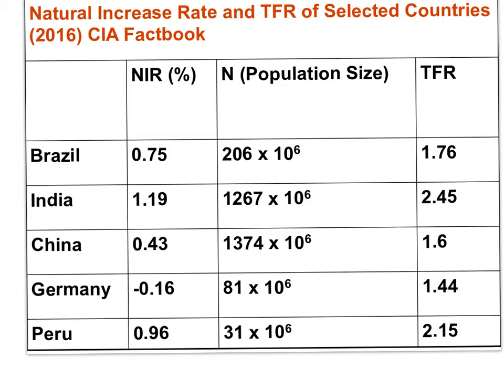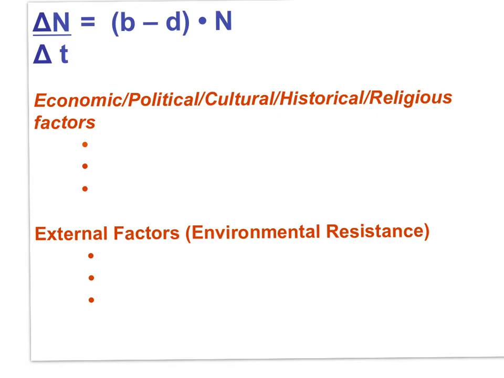This is called population momentum. The factors that influence the natural increase rate of humans are far more complex than those that influence the natural increase rate of wild populations. In this slide, I have not included the internal factors that influence the growth of a human population.